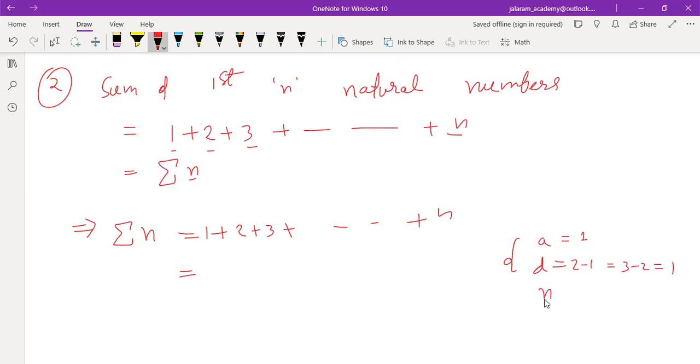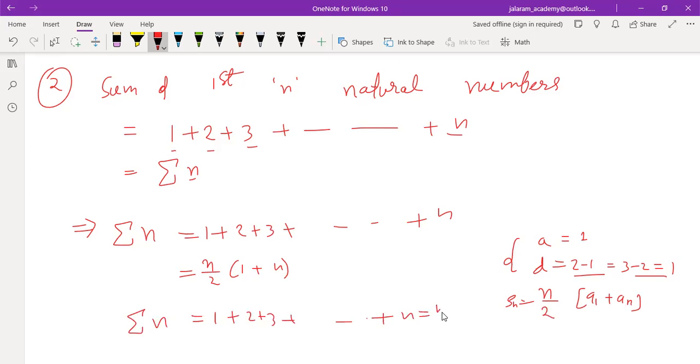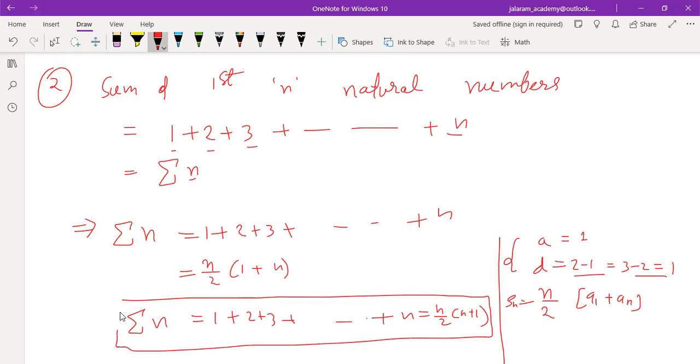And we know that the sum of n terms of an AP, this is an AP as the common difference is constant, is n by 2 into first term plus last term, that is nth term. So n by 2 into first term is 1 and nth term is n. So sigma n, which is the sum of 1 plus 2 plus 3 and so on up to n, is equal to, always remember, n by 2 into n plus 1. So this is the formula for the sum of first n natural numbers, n by 2 into n plus 1.